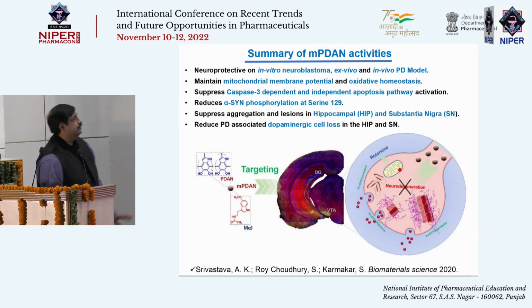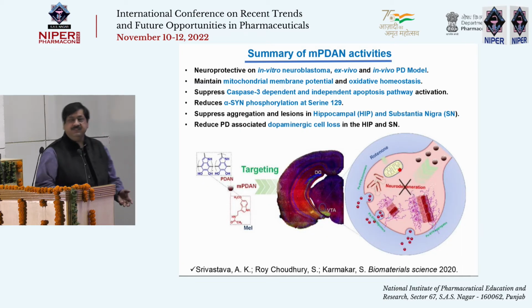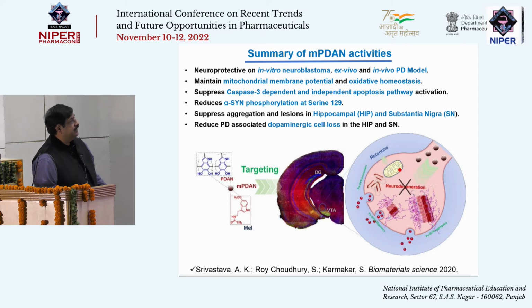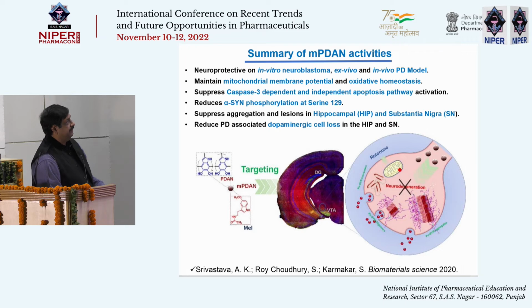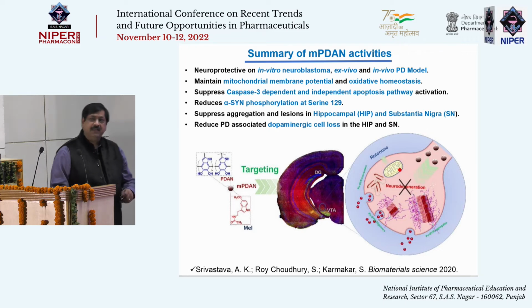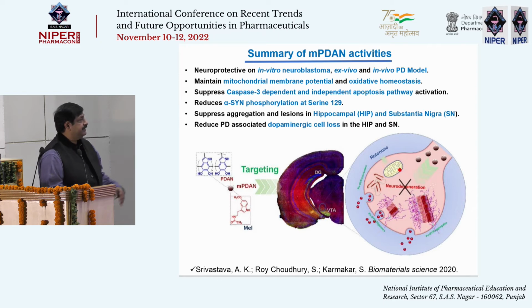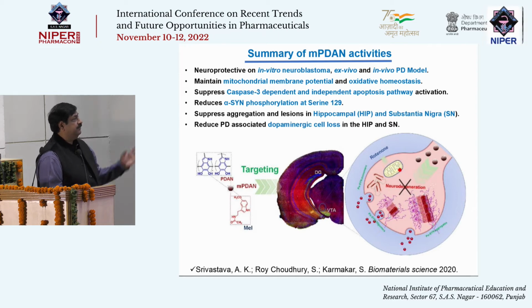So we can conclude this nanoformulation has an anti-inflammatory as well as an anti-apoptotic effect, and reduces the serine phosphorylation at 129 to execute this therapeutic efficacy in this preclinical PD model.